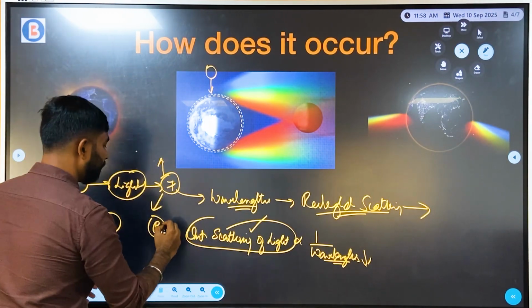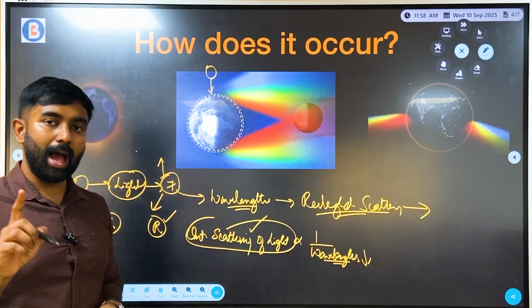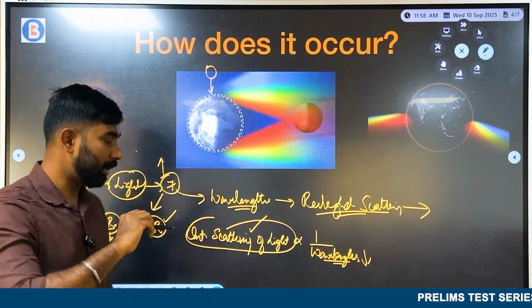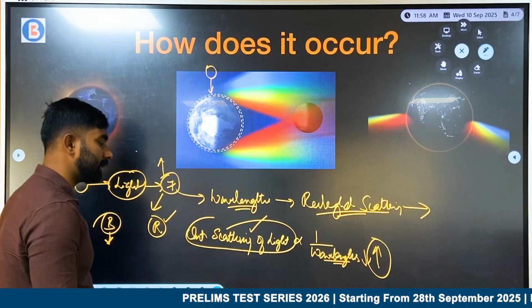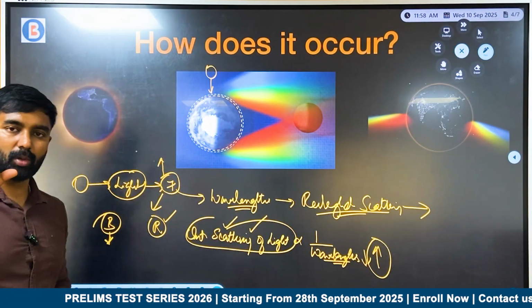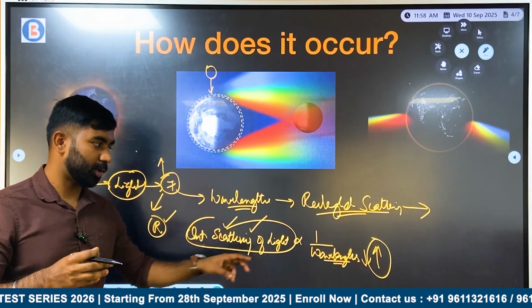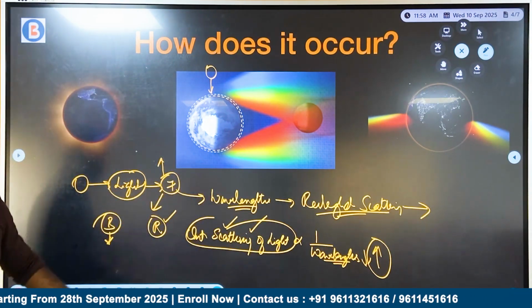On the other hand, red as a color has the highest wavelength, right? The wavelength of red color is very high, which means the scattering is also not that much. So it is inversely proportional. When the wavelength is very high, scattering is less.